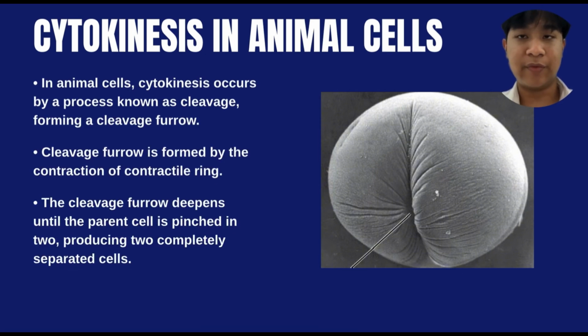Cytokinesis in animal cells. In animal cells, cytokinesis occurs by a process known as cleavage, forming a cleavage furrow. The cleavage furrow is formed by the contraction of a contractile ring. The cleavage furrow deepens until the parent cell is pinched in two, producing two completely separate cells.